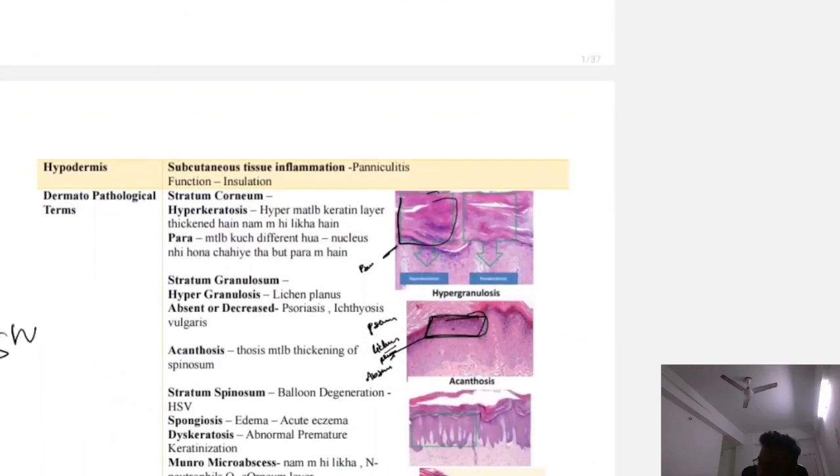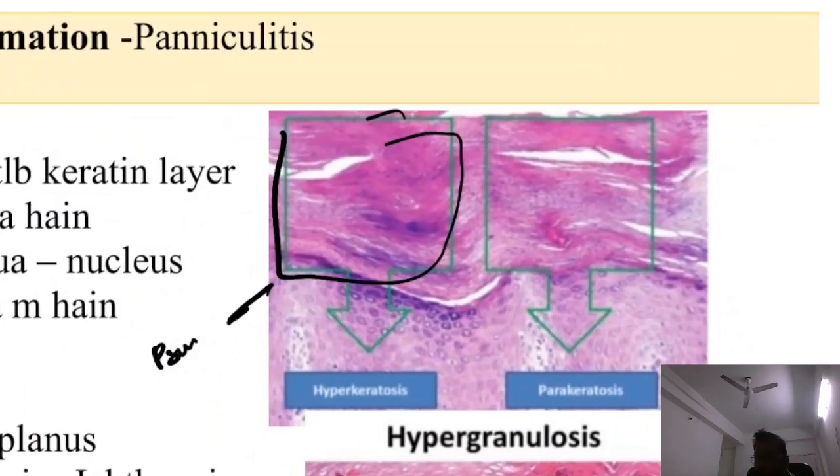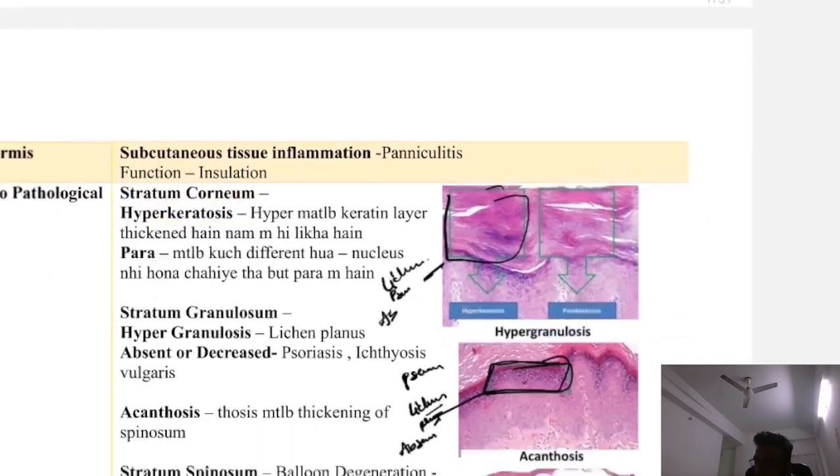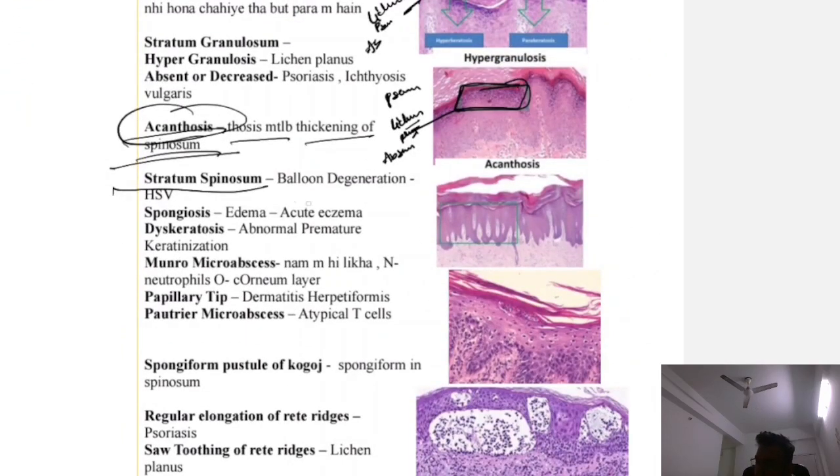Then stratum granulosum. In stratum granulosum there is hypergranulosis. You can see there are multiple granular layers. Hypergranulosis is seen in lichen planus, and absent granulosis is seen in psoriasis. Next is acanthosis. Acanthosis is thickening of the stratum spinosum. Then in the stratum spinosum, there is ballooning degeneration. It is seen in herpes simplex virus.